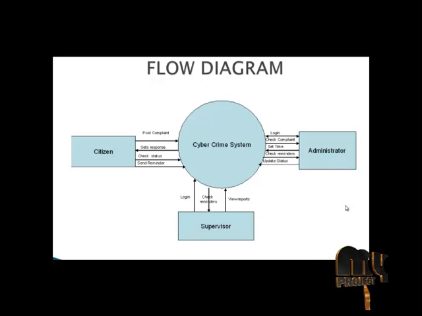Let's see the flow diagram for our process. Here you can see the centralized system, that is the cyber crime system. There are three roles: the citizen, the administrator, and the supervisor, that is the officer. The citizen can post their complaints and check the status, and the administrator will check the complaint and the reminders and update the status to the supervisor.